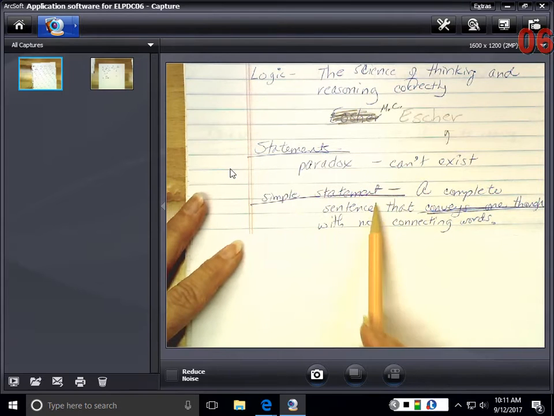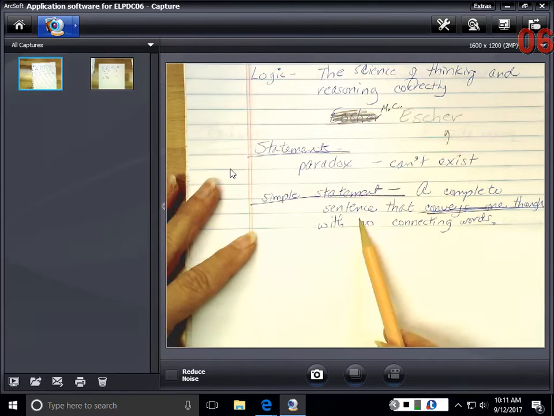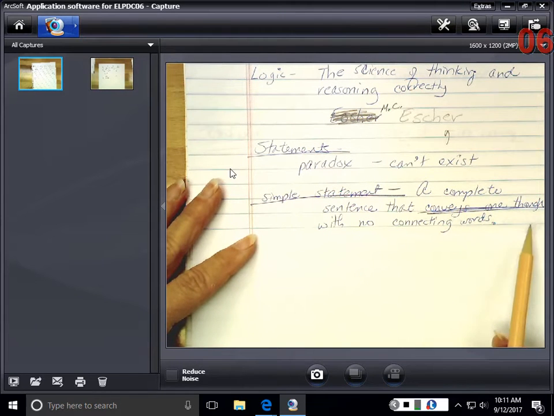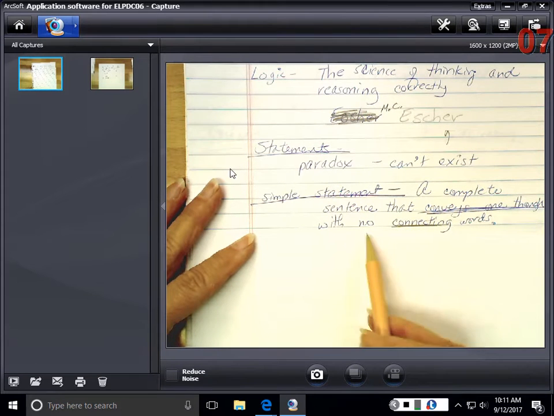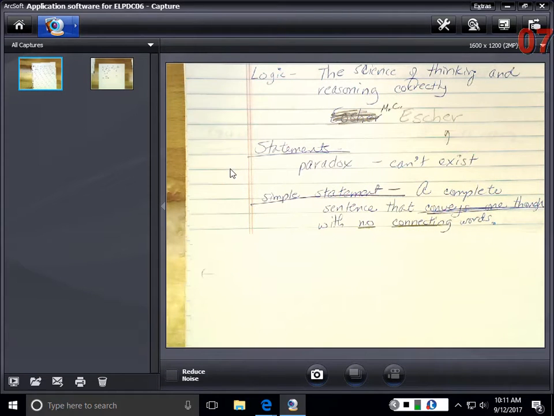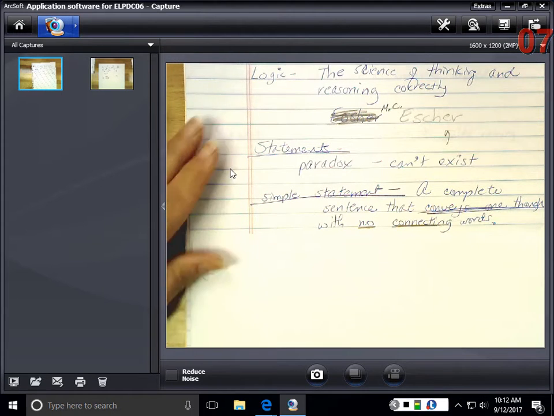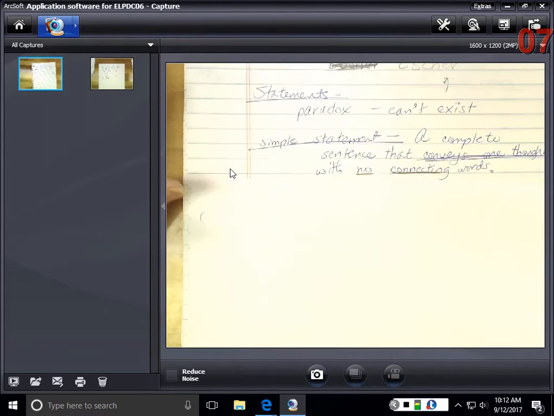Okay. Now, the paradox is something that cannot exist. A simple statement is a complete sentence that conveys one thought with no connecting words. That means there's not an and or a but or an or anything like that in it. It's simple. I am going to town. One subject, one verb. And so simple means simple. Okay. So it's a complete sentence that conveys one thought with no connecting words.